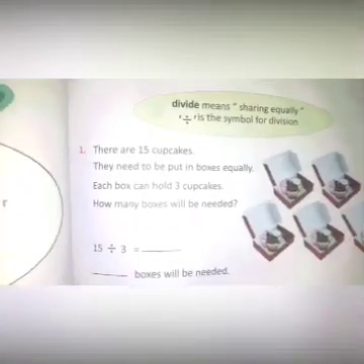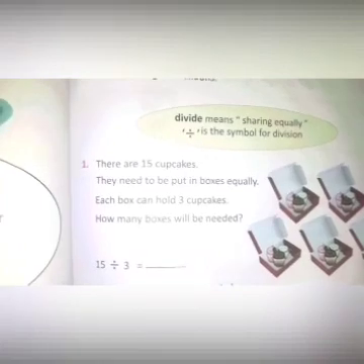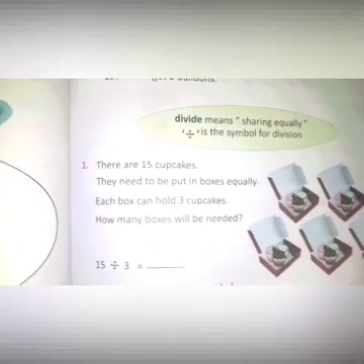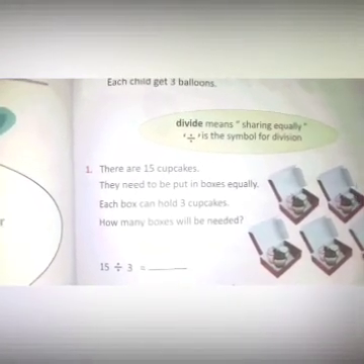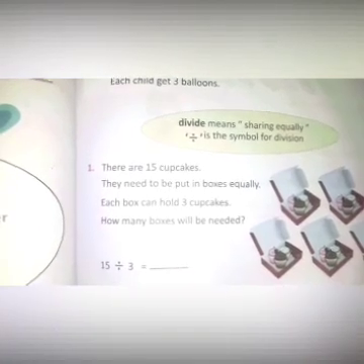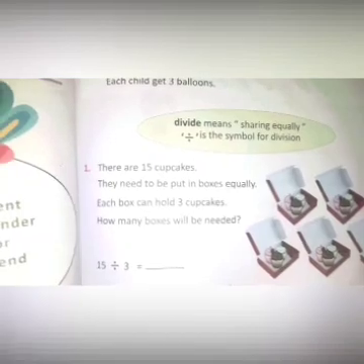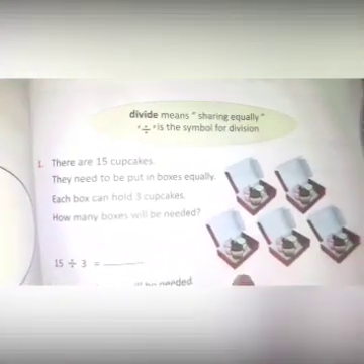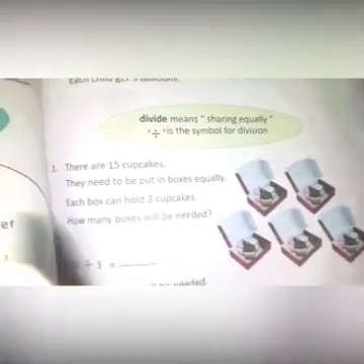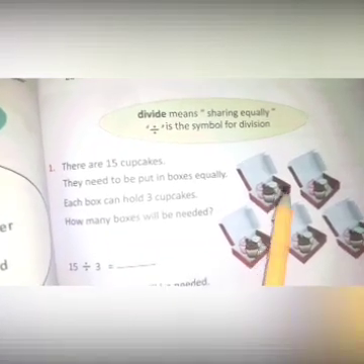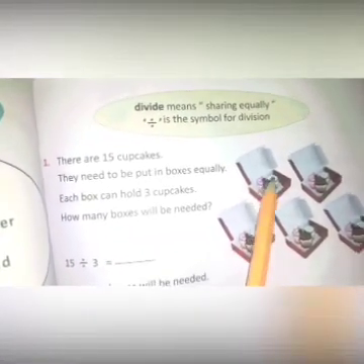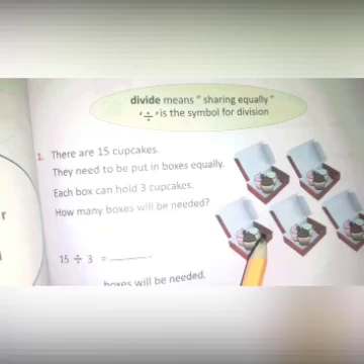Now you can see question number 1. There are 15 cupcakes. They need to be put in boxes equally. Each box can hold 3 cupcakes. How many boxes will be needed? You can see that there are 15 cupcakes and every box can get 3 cupcakes. So you will put 3 cupcakes in each box.